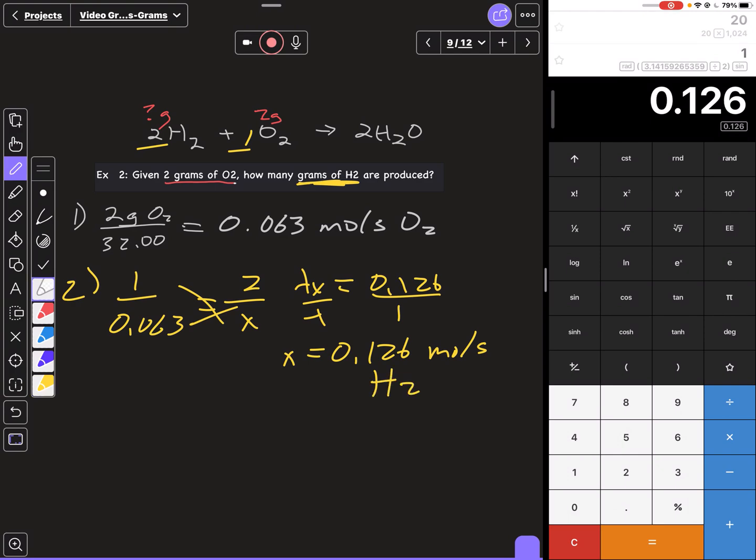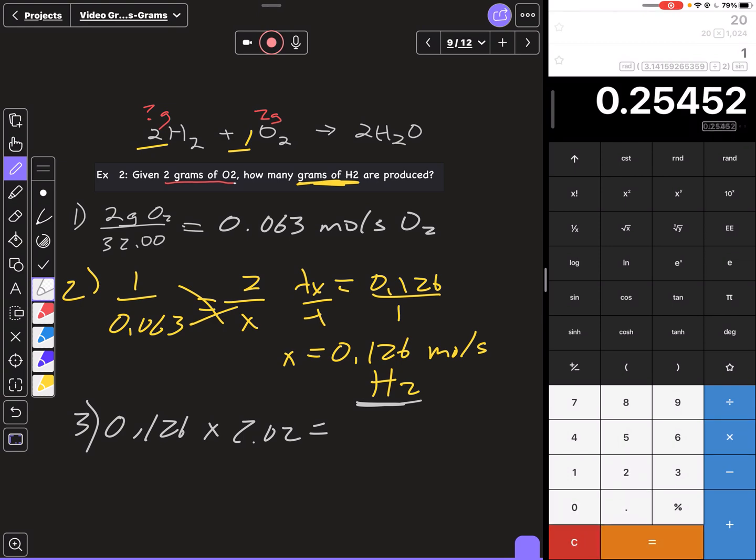Now my third step is simply to take my moles and convert it to grams. 0.126 times the molar mass of just H2. H is 1.01. There's 2 of those, so it'll be 2.02. And my answer is going to be 0.25 grams of H2.